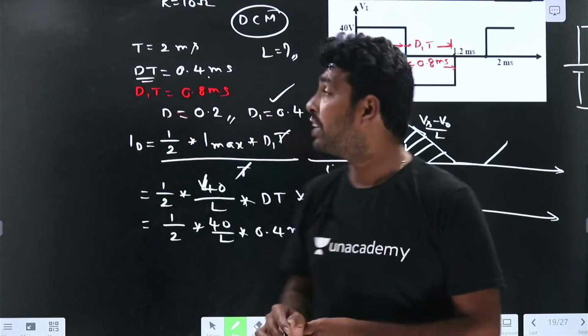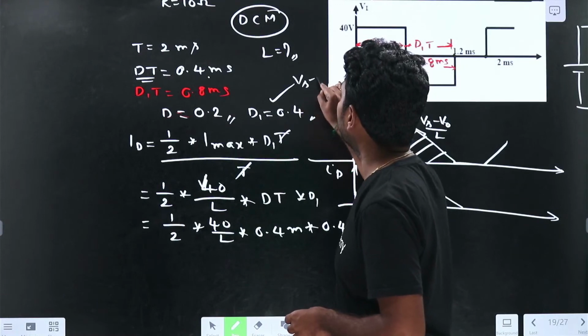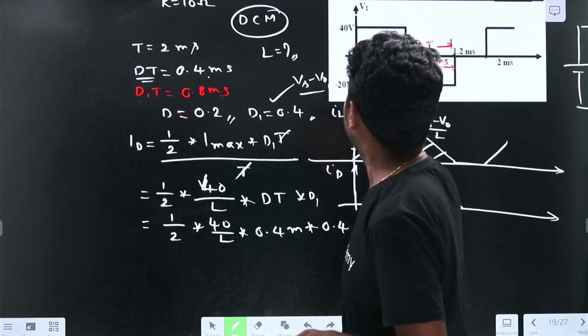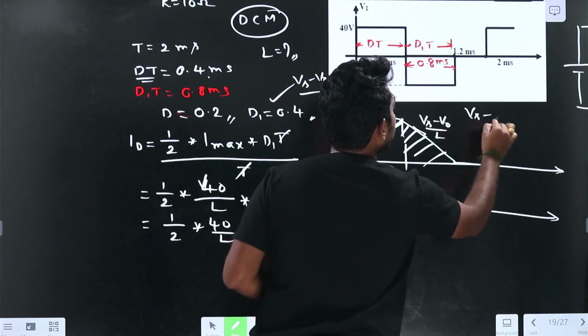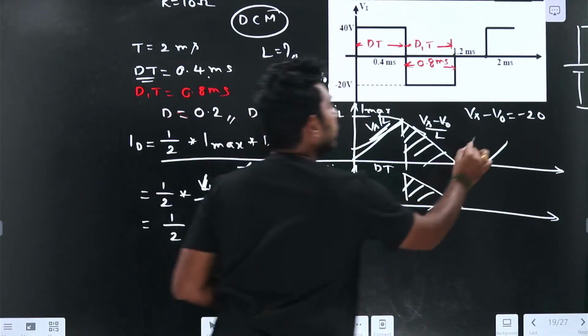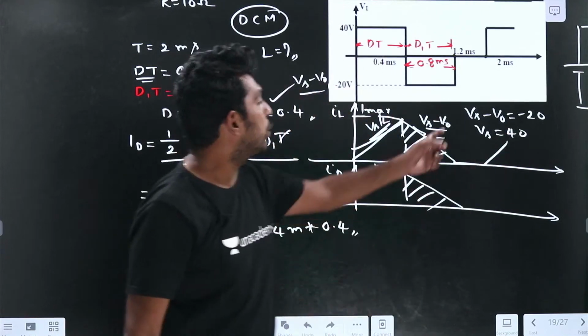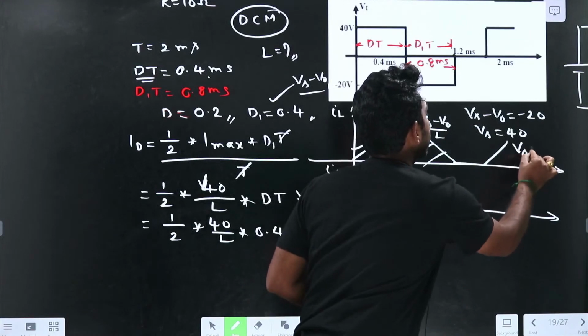So what is the V0 here? If Vs minus V0 equal to minus 20, and Vs equal to 40, so what is the V0 value? If I substitute Vs here, I will get the V0 as 60 volts.